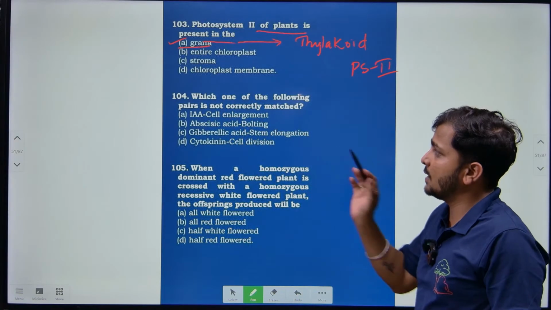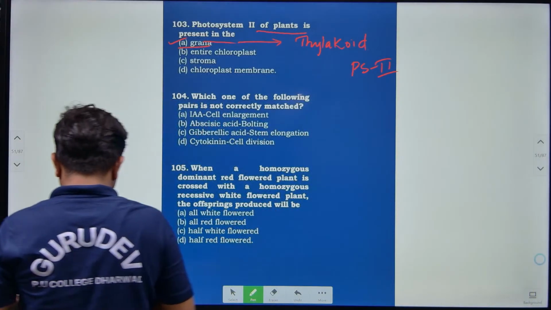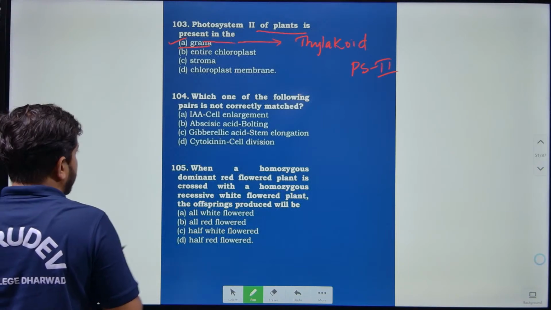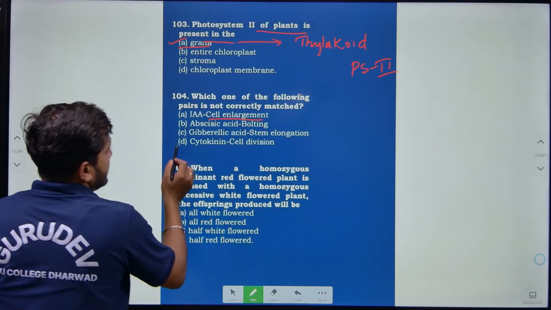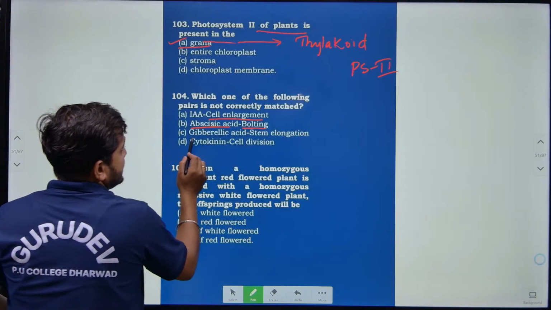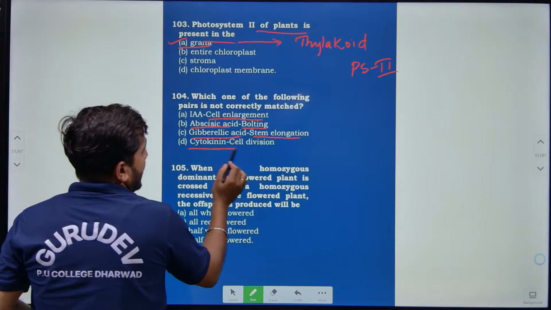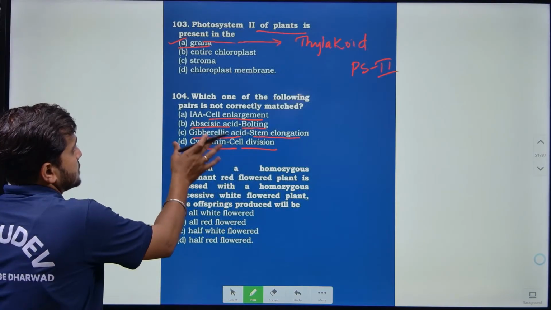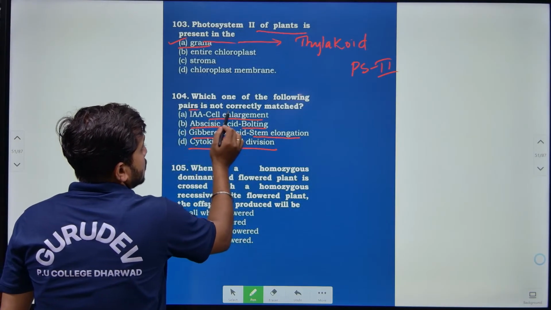Next: which one of the following pairs is not correctly matched? They have mentioned IAA, which is indole acetic acid, related to cell enlargement. Abscisic acid, they say, is related to bolting. Gibberellic acid is related to stem elongation. Cytokinin is related to cell division.